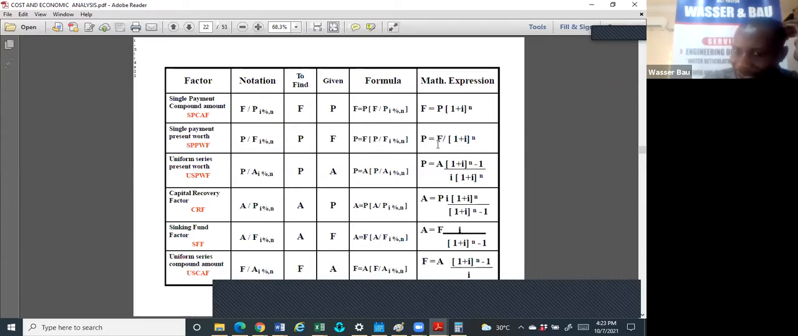So this and this, they are the same thing. If you're using manual calculation, you can use this to calculate. But if you want to make life easy for yourself, you just multiply the F by the interest table factor. Everything inside this bracket, we call it the table factor, which is under this notation. Everything here is called the table factor.